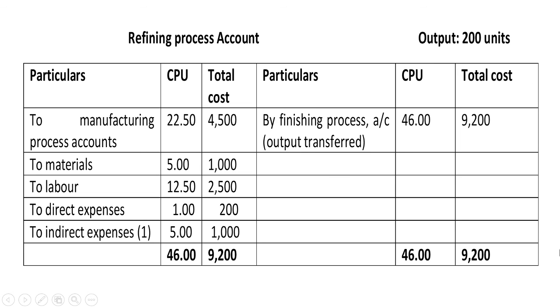So the total usually comes to 40, that is by finishing process account 46.0 and 9,200 is considered for us, and this is the output transferred. Okay, so this is the output transferred.